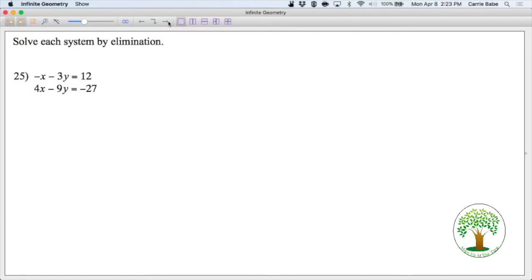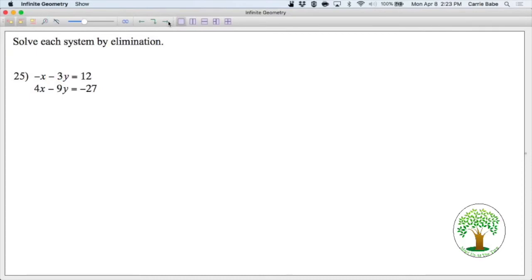If I want the x's to cancel, I could make this one a negative 4 by multiplying 4 to everything. Or I could make the y's cancel by making this a positive 9, by multiplying by a 3 to everything. You have a choice. Do you know how bad I am at making decisions?